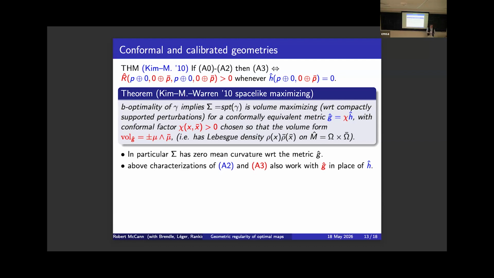So this is the connection between the Plateau problem and the optimal transport problem. And the characterizations that I gave for condition A3, as saying something about the sign of the Riemann tensor for orthogonal pairs, and the geodesic convexity of these horizontal and vertical fibers, work equally well for the conformally equivalent metric as they did for the original metric. So somehow this is the natural geometry of the optimal transport problem.